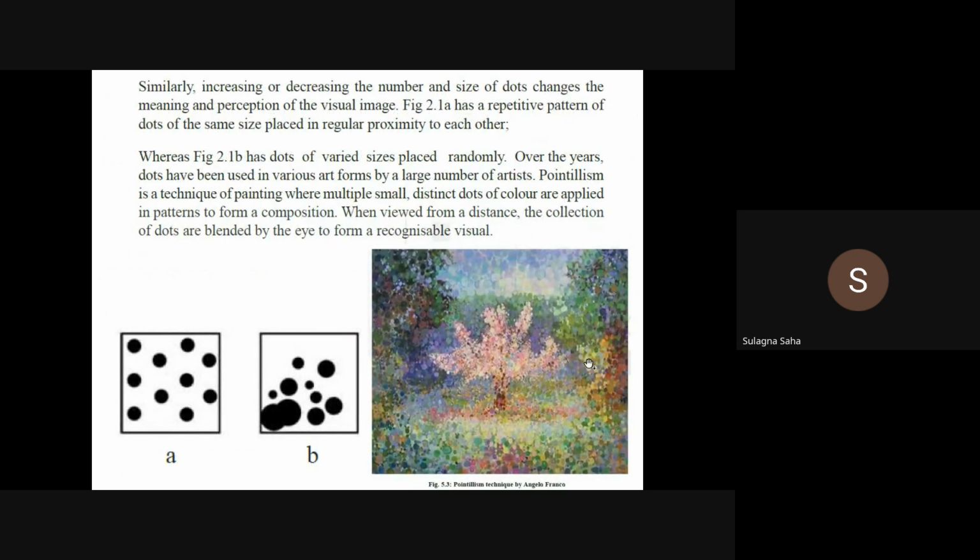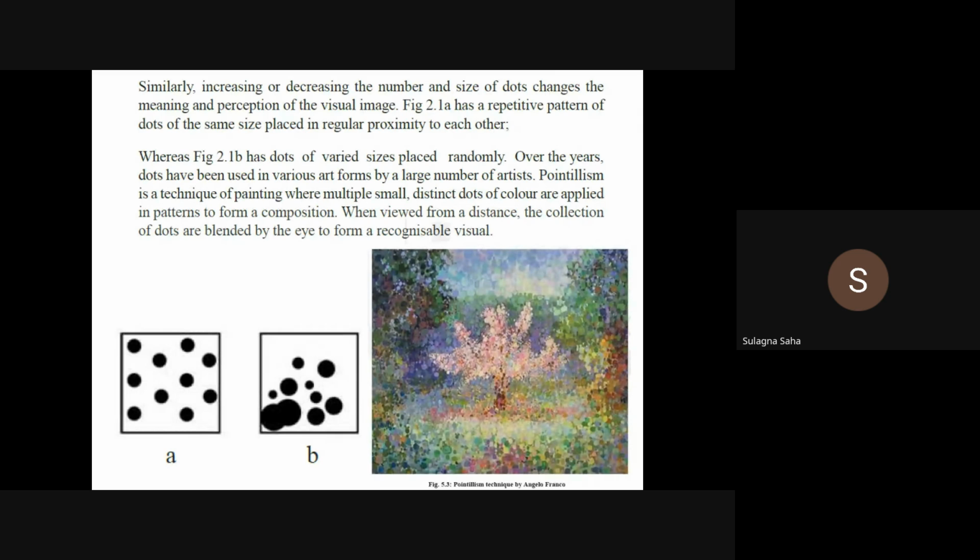So, when we increase or decrease the number and the size of dots, there might be a change in meaning or perception. For example, if we see figure A, we have repetitive dots with a regular proximity to each other. The entire thing looks very balanced. On the other hand, on this one, we have dots which are of different sizes and they're placed really randomly.